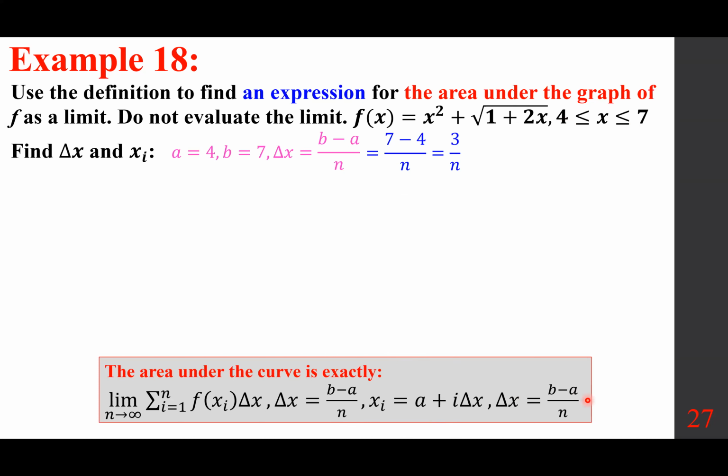So I'm looking at this one. Okay, everybody? Now I want x sub i. X sub i is a plus i delta x. A is 4. We found delta x to be 3 over n. So i times 3 over n, or 3i over n. So that's x sub i.